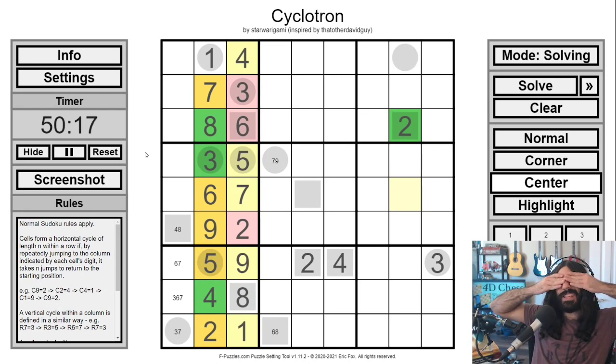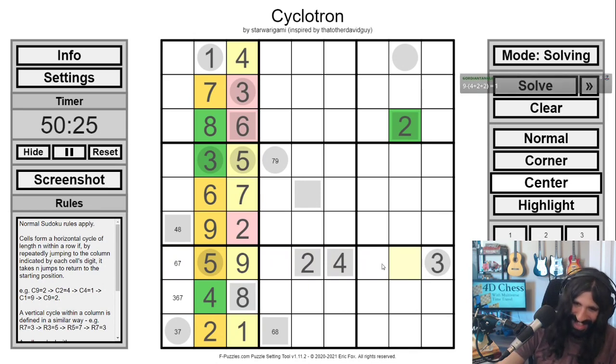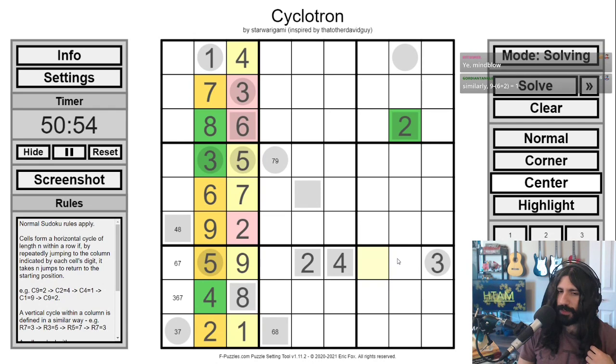Oh, wait, that's brilliant. That's mind blowing. Okay, so in order to not be a part of any of the other cycles, the cell has to contain itself as a number. So either this is an eight or this is a seven. Those are the only two options, right? One of these is a seven or an eight. But can we decide which? Mind blown. I don't really know how to notate that.